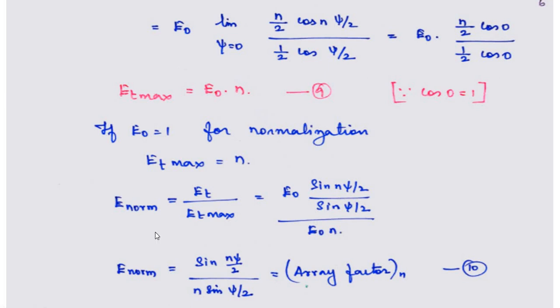Okay, so how to calculate normalized value? Normalized field is equal to the total field by the maximum total field. So ET by ET max. ET we know is E naught into sin n psi by 2 by sin psi by 2, by what is ET max? E naught into n. So the E naught will be cancelled. So we have normalized field component is equal to sin n psi by 2 by n sin psi by 2. So equation number 10, it is the normalized field component for n element array.